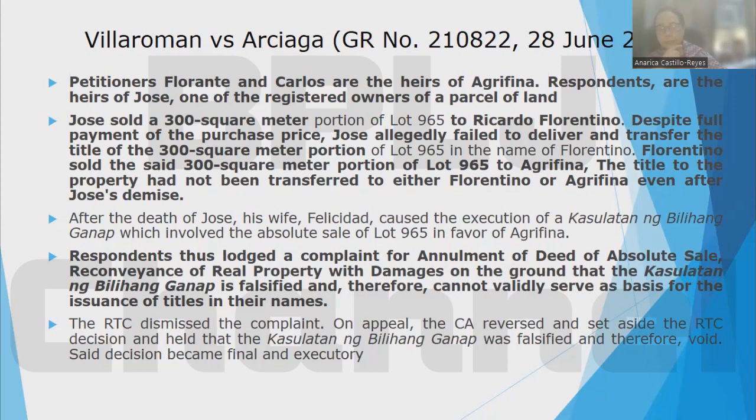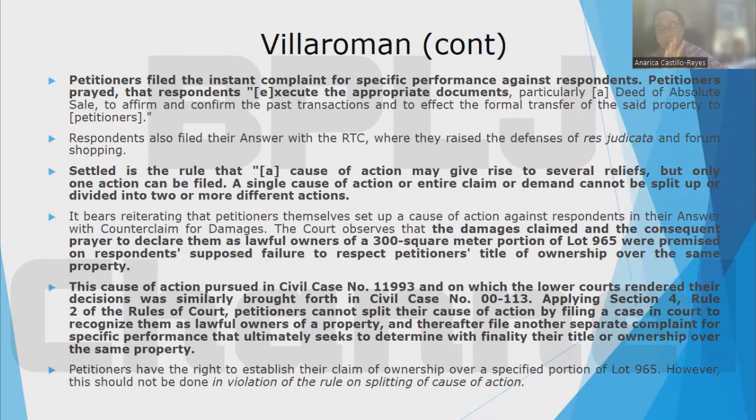So the RTC dismissed the complaint. On appeal, the CA reversed and set aside the RTC decision and held that the kasulatan was falsified. And that decision was already final and executed. So there was already a finding that the kasulatan was falsified. Now, the petitioners, Agripina, filed the instant complaints for specific performance against the heirs of Jose. Petitioners pray that the respondents execute the appropriate documents. Remember, the deed of absolute sale was declared as falsified.